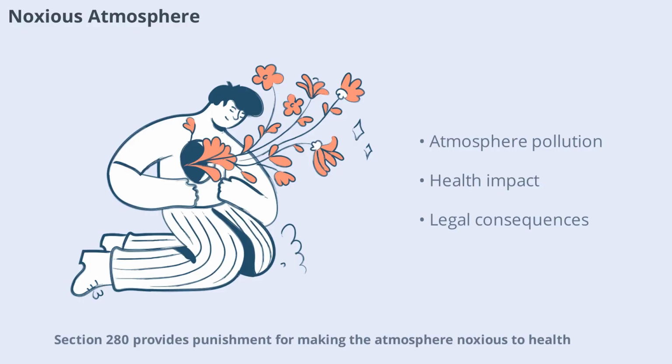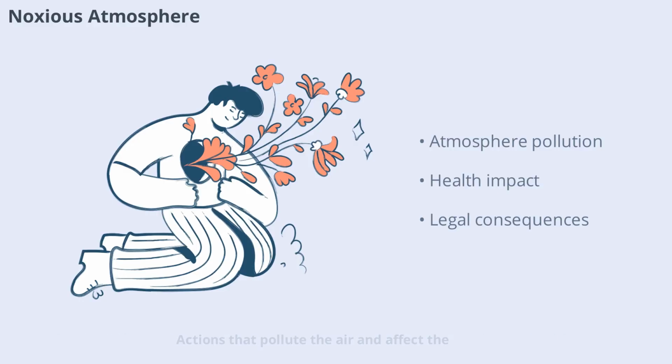environments. Section 280 provides punishment for making the atmosphere noxious to health. Actions that pollute the air and affect the health of the general public are taken seriously. The law recognizes the impact of environmental hazards and holds offenders accountable. Clean air is essential for community well-being, and this section reinforces the need to prevent pollution and protect public health.